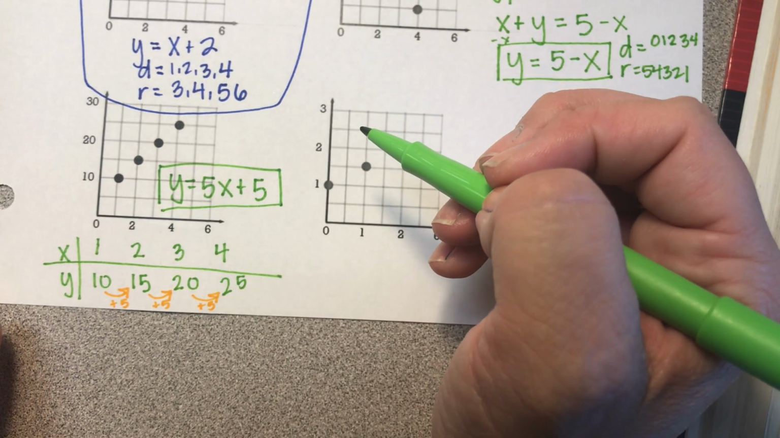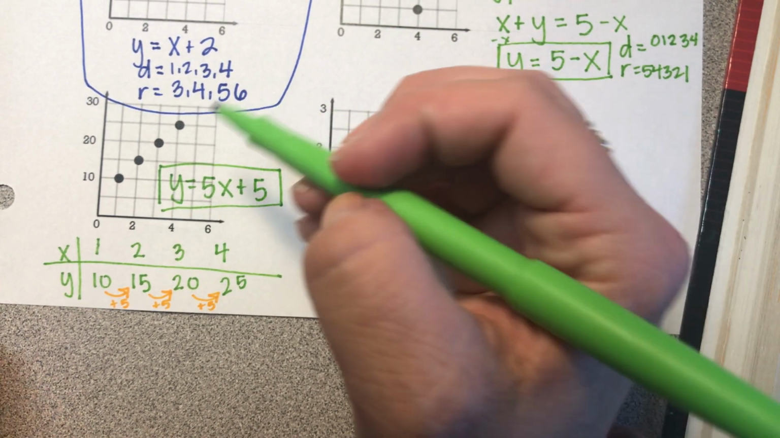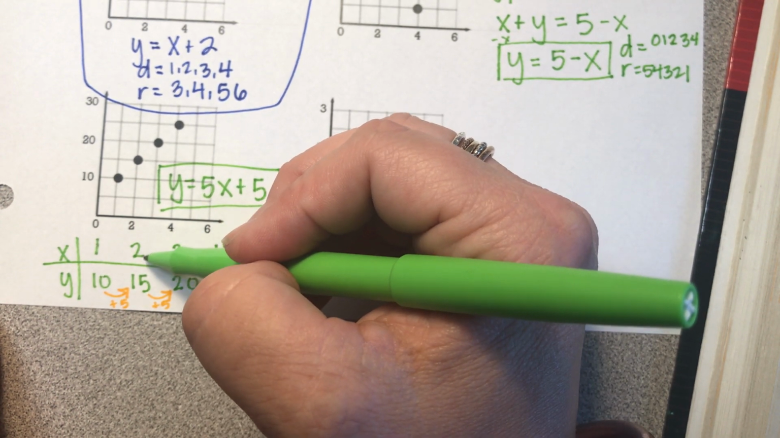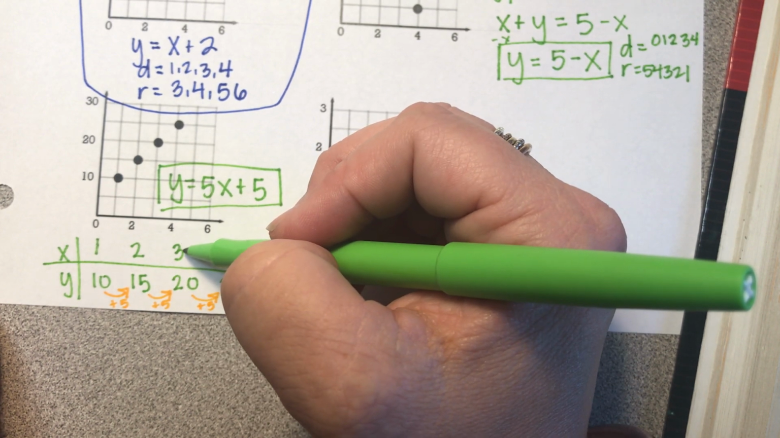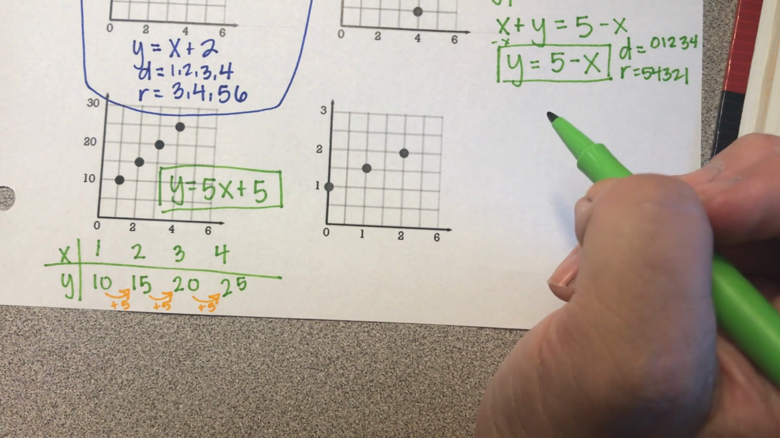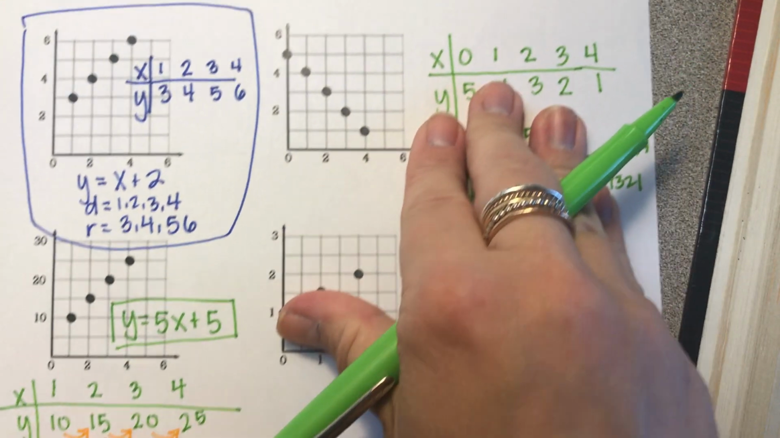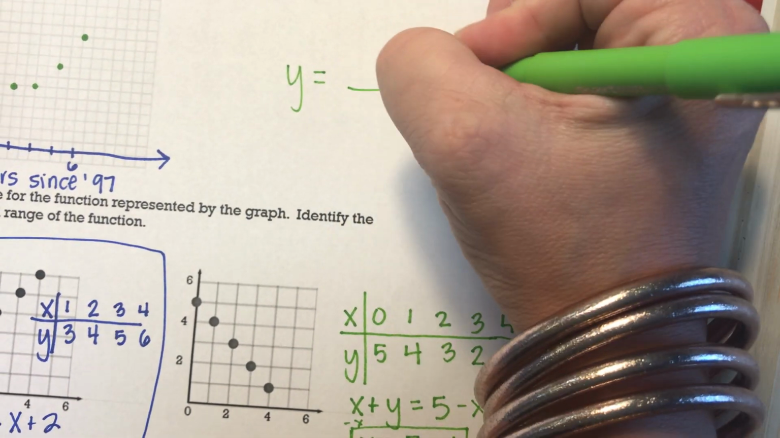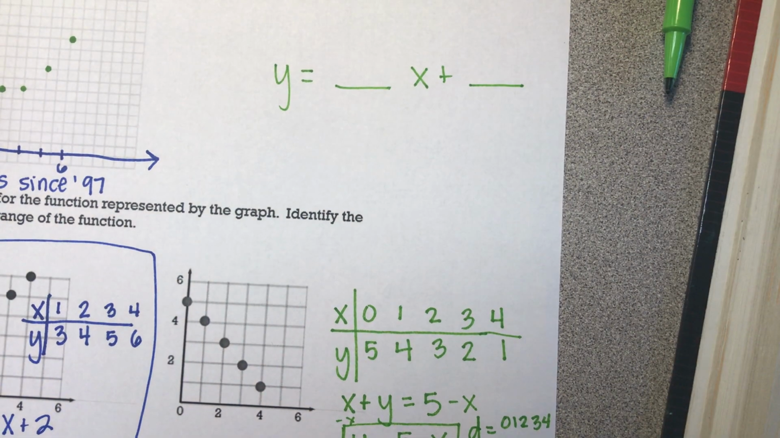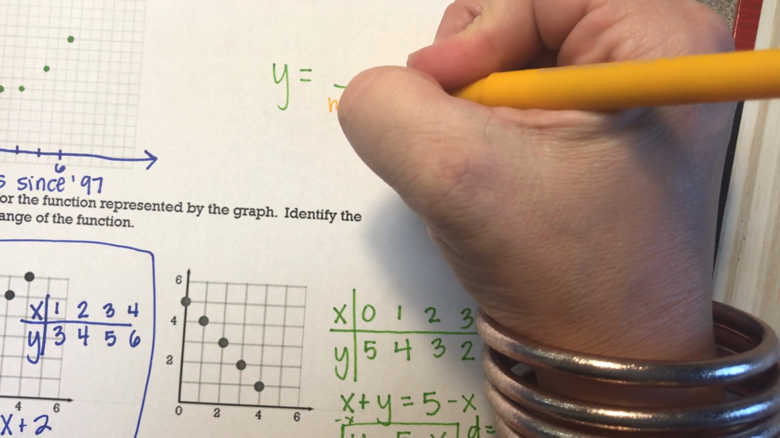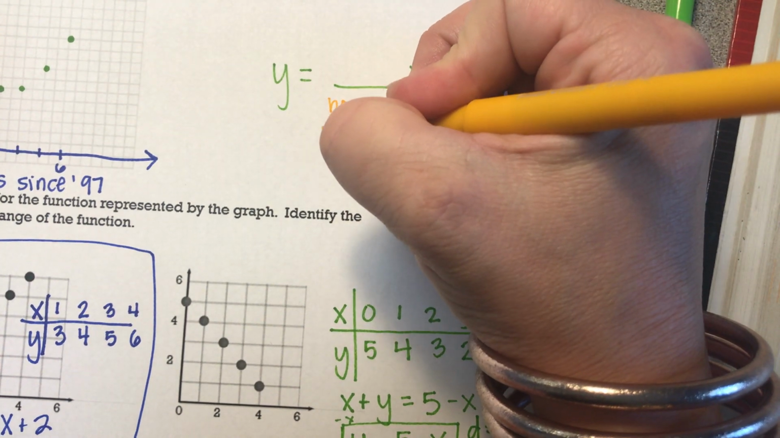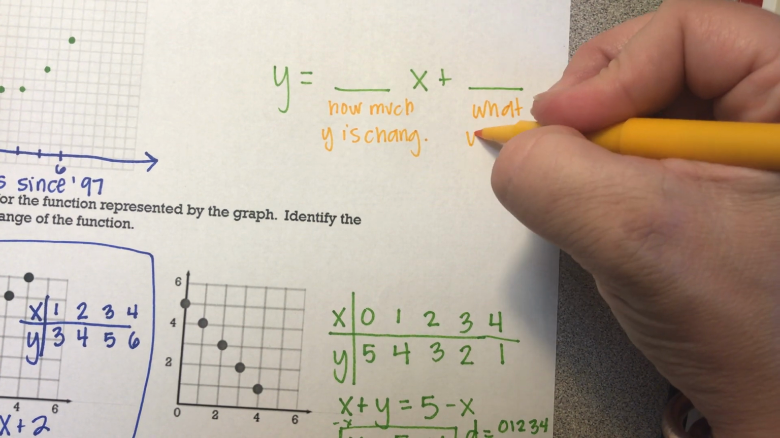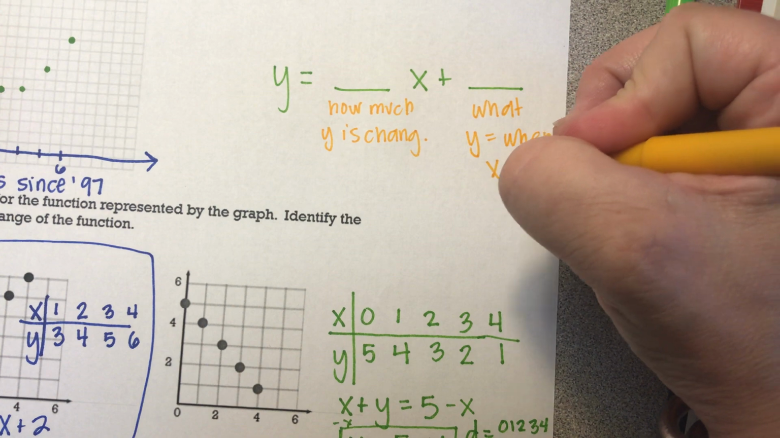Okay, so all I did was take 5 times 1 is 5, plus 5 is 10. 5 times 2 is 10, plus 5 is 15. 5 times 3 is 15, plus 5 is 20. Okay, I don't know if you remember last year. I'm going to write it up here. But we did this thing where, when we wrote functions, y equals blank x plus blank. And the first blank is how much y is changing, and the second blank is what y equals when x equals 0.